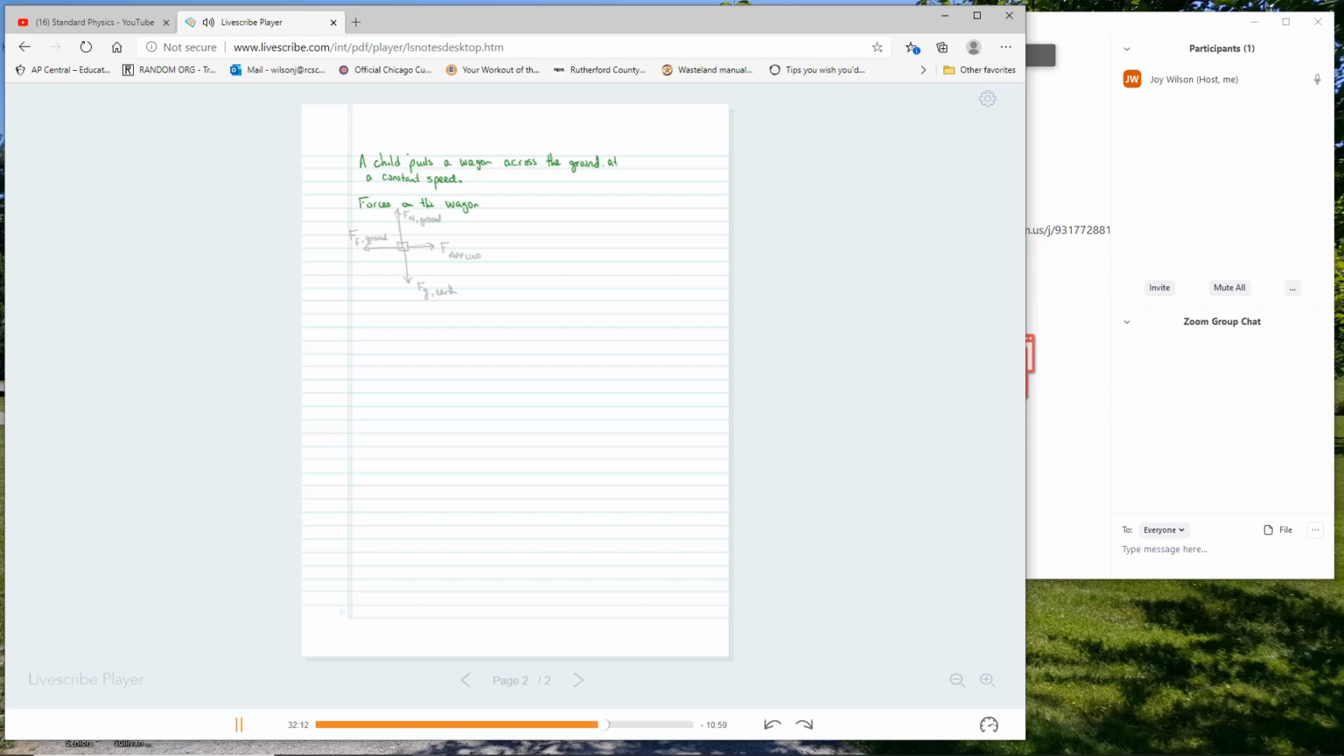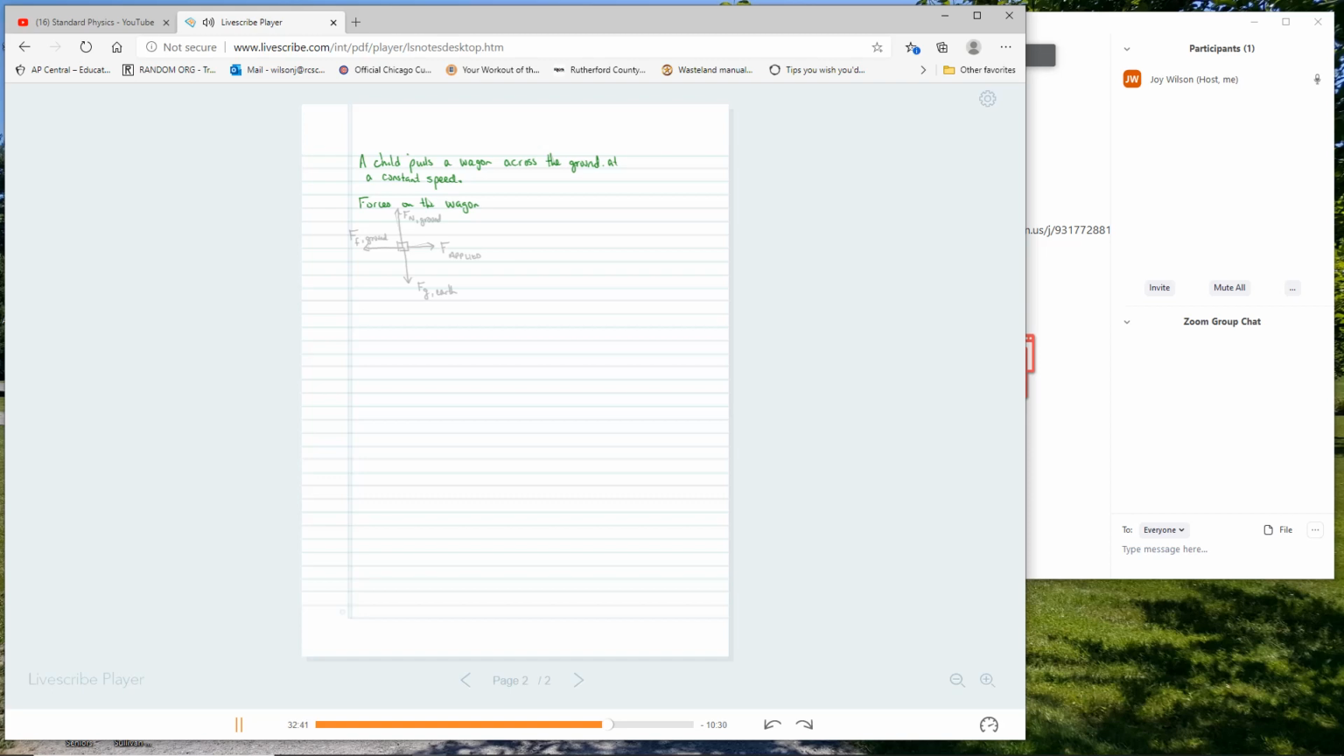Same thing with the car. What you're doing is making an unequal force. I'm pushing the earth backwards. So what does the earth do to me? The earth pushes me forwards.